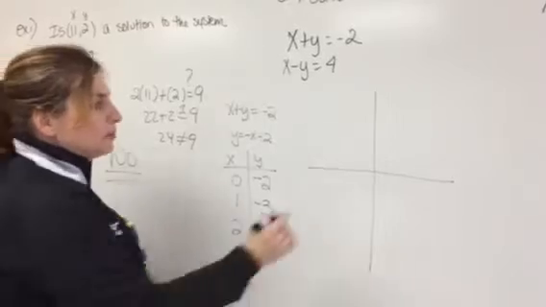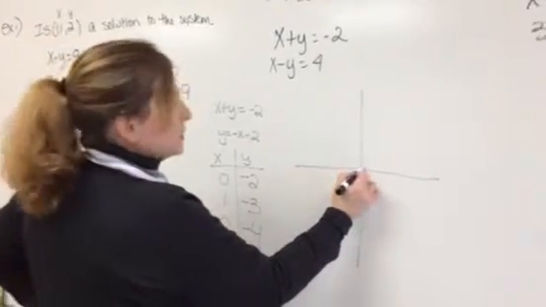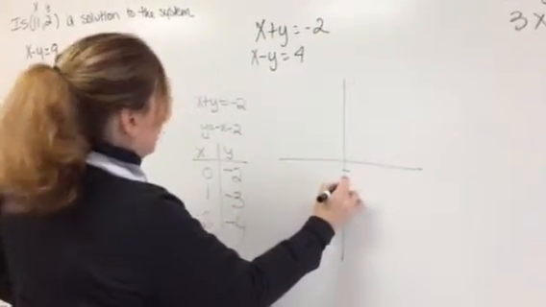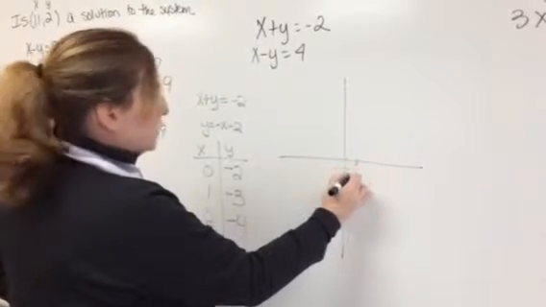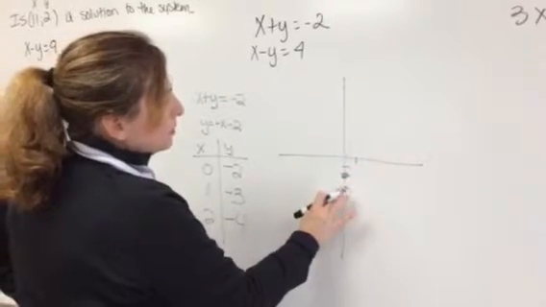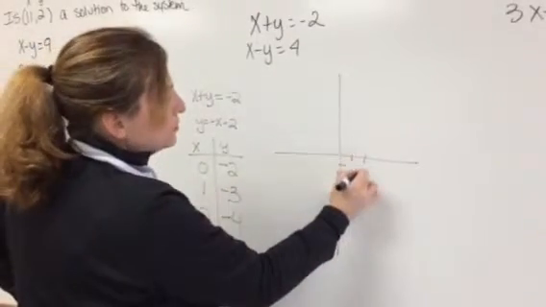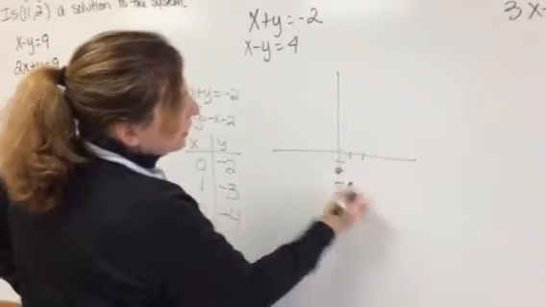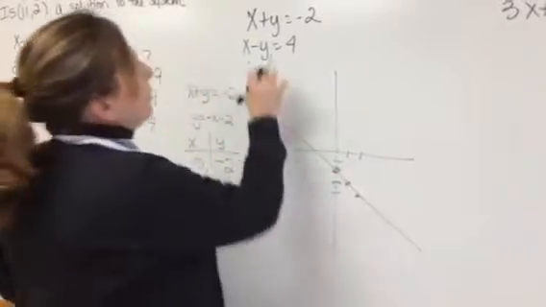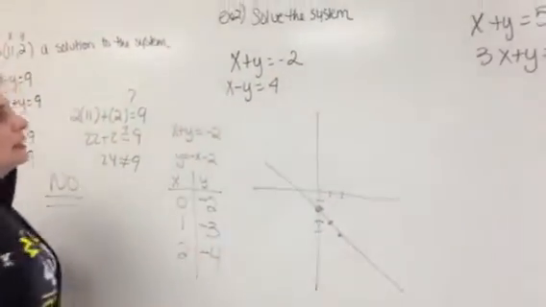So I'm going to graph this line. (0, negative 2), you have to graph correctly. (1, negative 3). Oops, (1, negative 3) is here. (2, negative 4). There's that line. Now I have to graph my next line, x minus y equals 4.